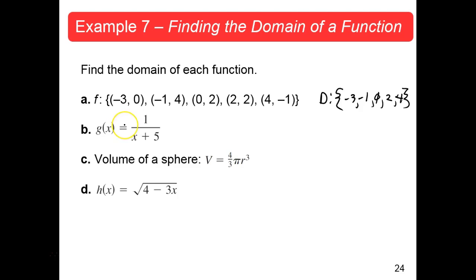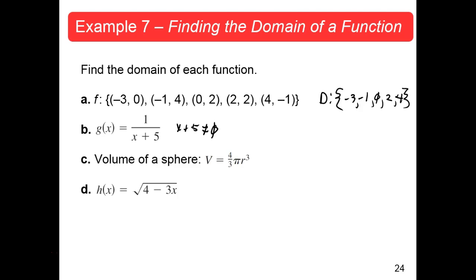What's your domain? g of x is equal to 1 over x plus 5. You're sort of on the mark. What about 0? x plus 5 cannot equal 0, because that's in the denominator. Now, the book does it another way and puts "except that" or "other than" or something like this. To me, this is the most direct way.